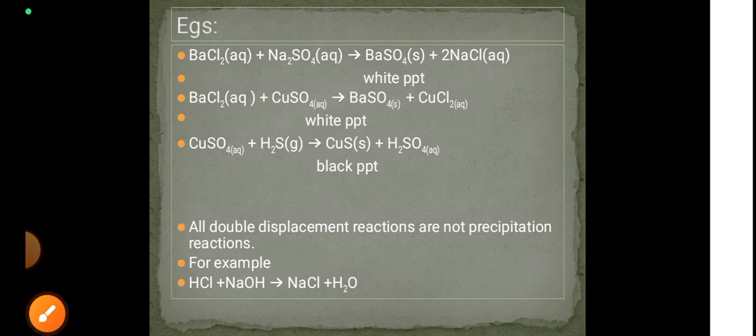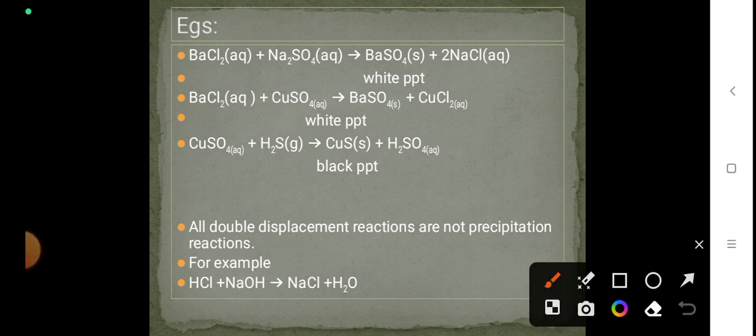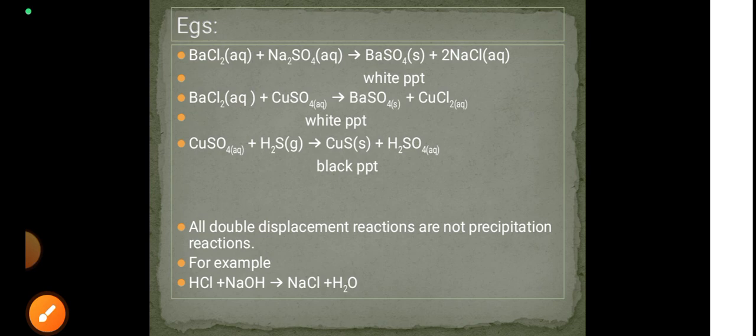As I already told you, all double displacement reactions are not precipitation reactions. For example, when we look at the basic neutralization of a strong acid and a strong base, that is HCl, a strong acid, reacting with NaOH, a strong base, it gives rise to neutralization, that is salt and water. Here the salt is sodium chloride, and water. Since sodium chloride is formed, it doesn't form any precipitate. So this concludes that all double displacements are not precipitation reactions.